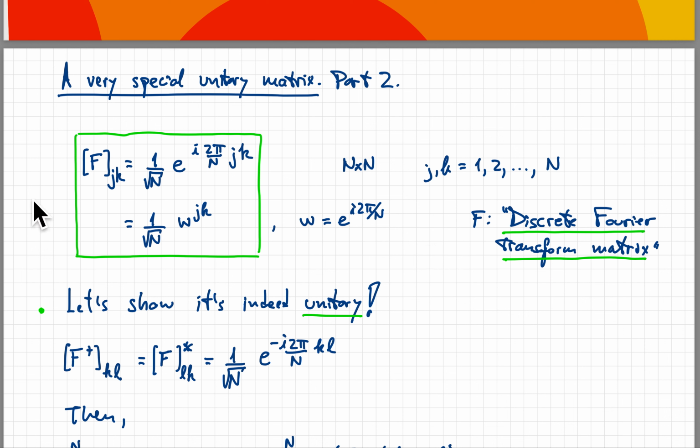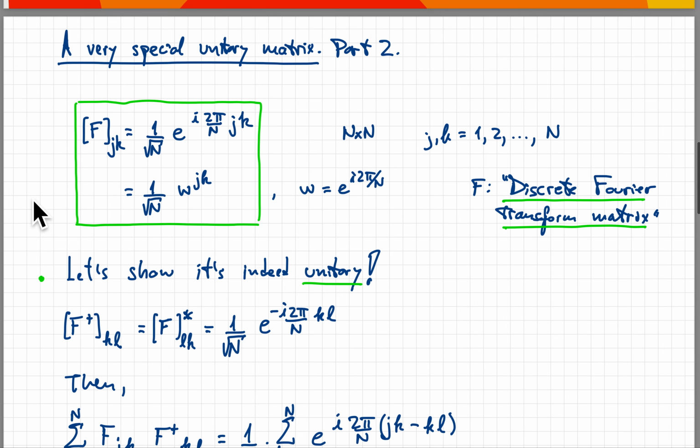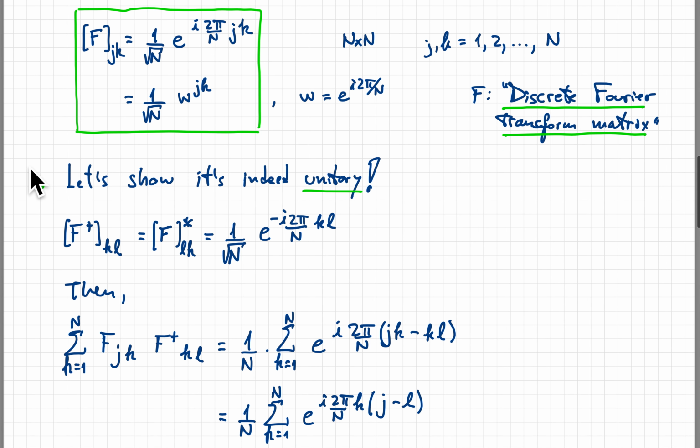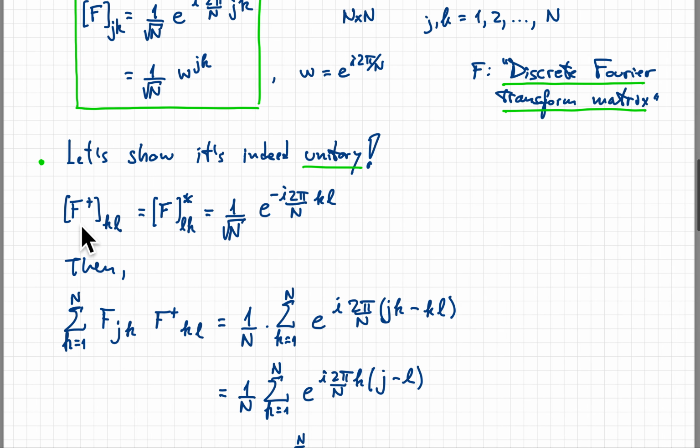So I mentioned that this was unitary last time in part 1, but I didn't really show it. So let's take a look at how to show that these elements indeed give you a unitary matrix. So we really have to show that F dagger F is 1, or F F dagger is 1. And so let's see what F dagger is. F dagger element KL is going to be F star element LK.